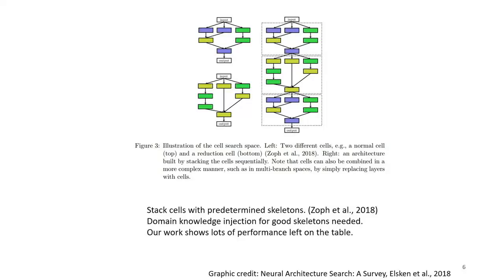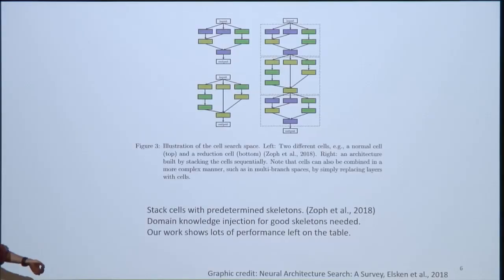Okay, so let's define some of the search space terms, because this is important, right? This is what is called a cell search space. And what happens in a cell search space is, let's see, how many of you are familiar with, let's say, ResNet?